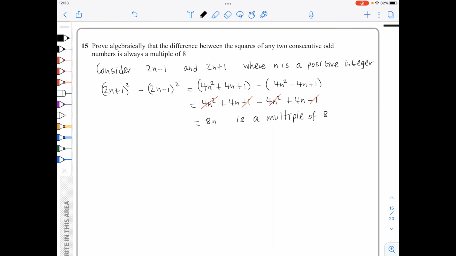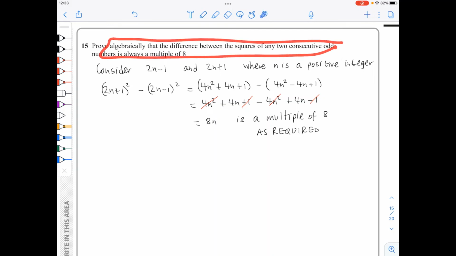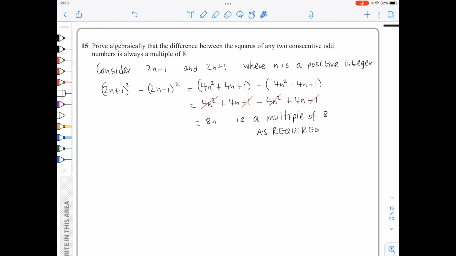Remember that with proof questions, you need to always end up with a conclusion, which could simply be copy-paste whatever the question was asking you to show. So we got 8n. Since n is an integer, 8n must be a multiple of 8.